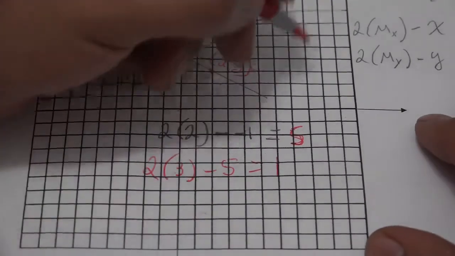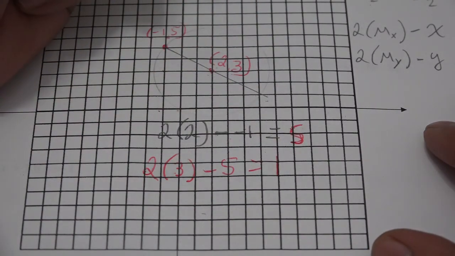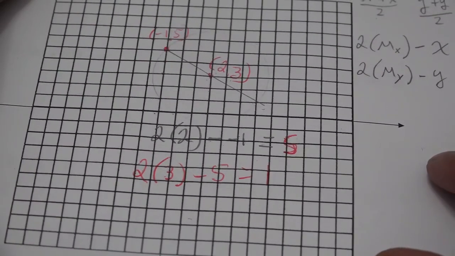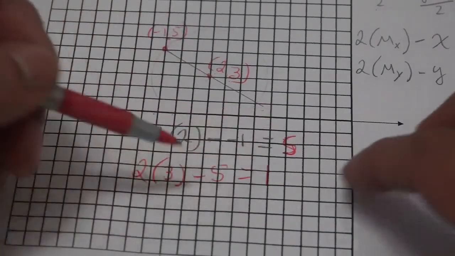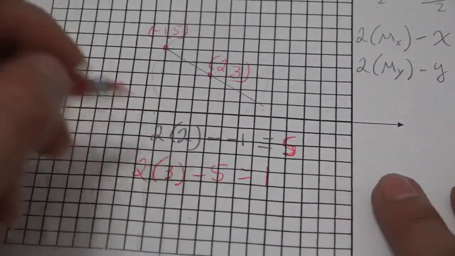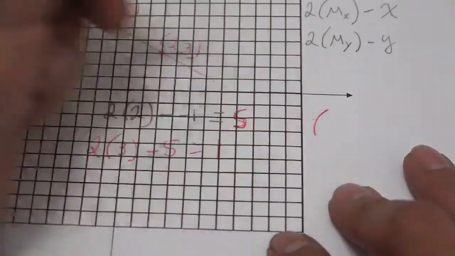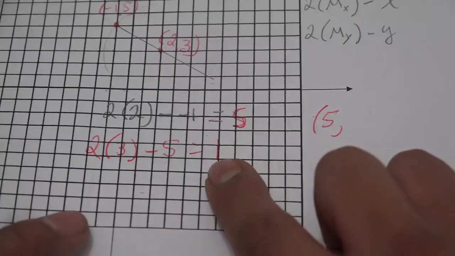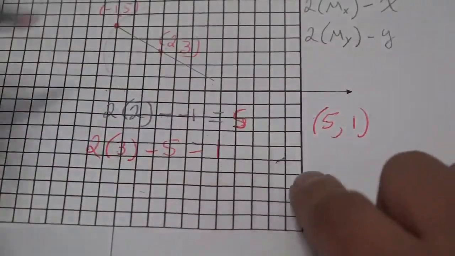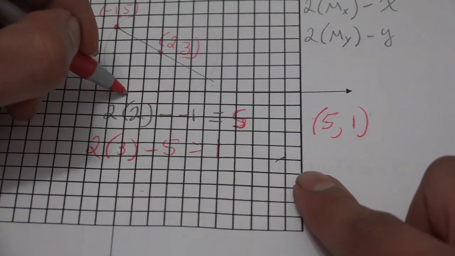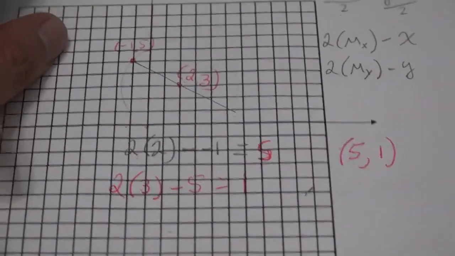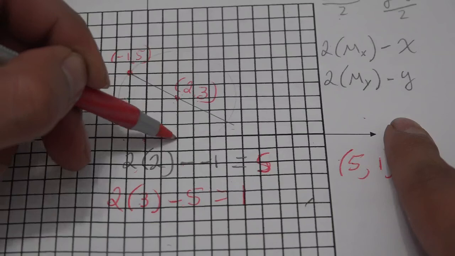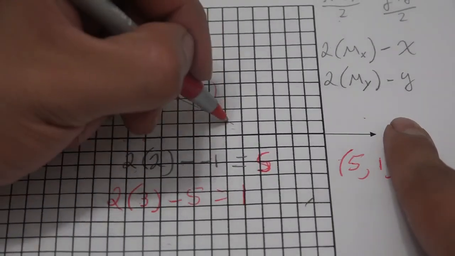Now let's see if we were correct. Wait, did I do it right? Well, the coordinates of the endpoint are going to be 5 for x and 1 for y. Let's see if it's true. So this is 0, 0. Okay, that's the union of the two. So let's see, 1, 2, 3, 4, 5, and then 1.